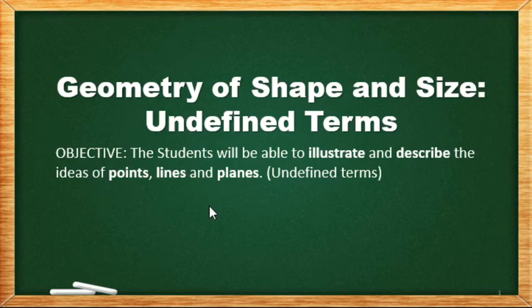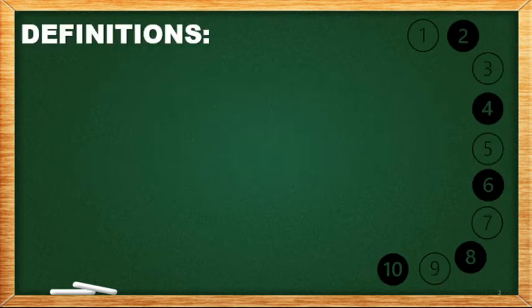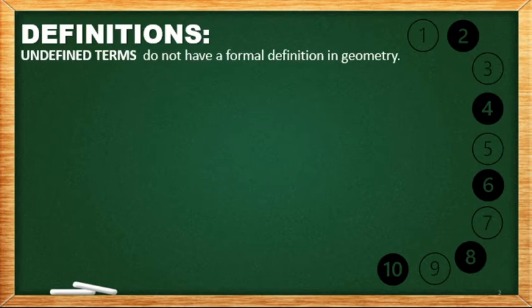Okay, good afternoon. Our next topic today is all about geometry of shape and size, undefined terms. Objective: the students will be able to illustrate and describe the ideas of points, lines, and planes. In short, those are the undefined terms. Definitions. What is undefined terms? Undefined terms do not have a formal definition in geometry. And what are those undefined terms?